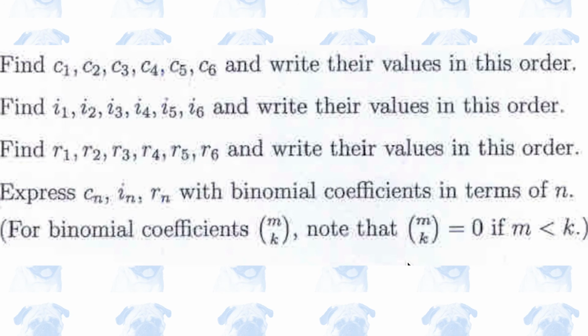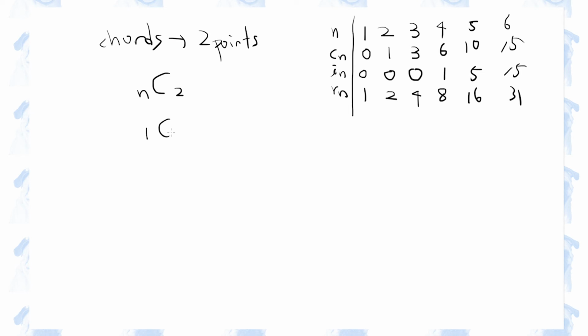But let's try to be a little bit more sophisticated. When we are drawing chords, we need at least 2 points. We are essentially choosing 2 out of n. Now the question clarifies for us that m choose k is 0 if m is less than k. So in the first case, n choose 2, 1 is less than 2, so this is 0.